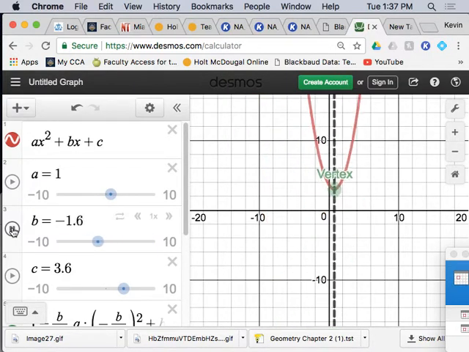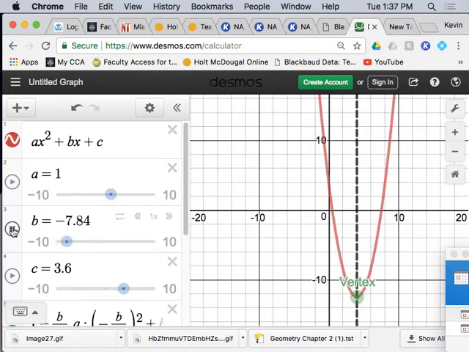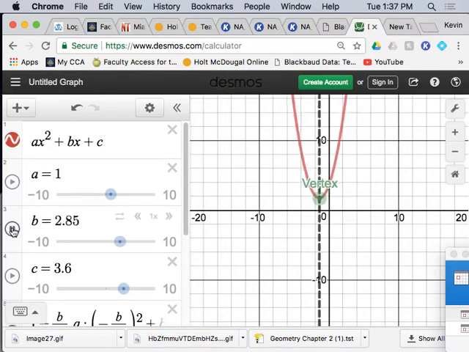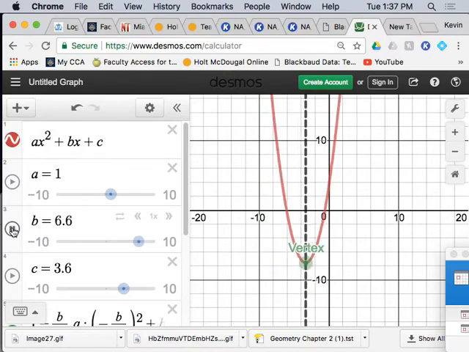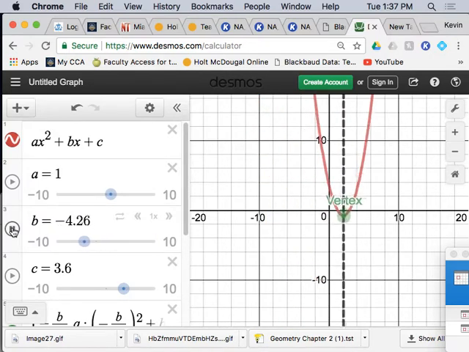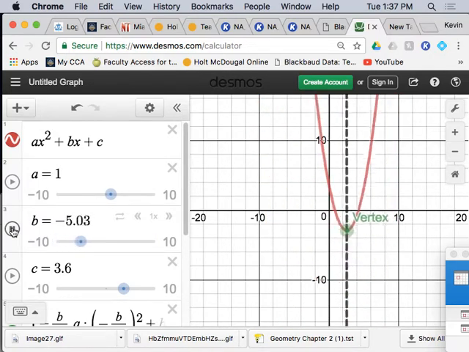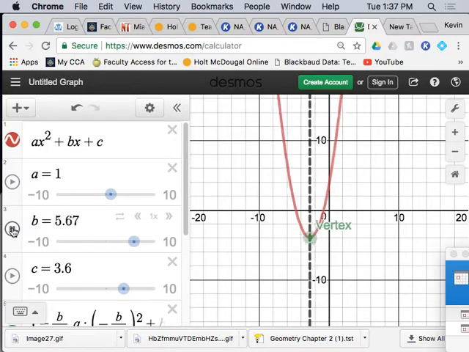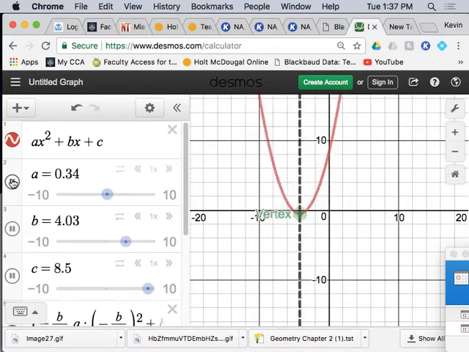Okay? So you can see that B obviously affects my graph as well, but the axis of symmetry is always going through the vertex. You guys see that? The axis of symmetry is always going through the vertex. So that's pretty cool. And then if I just do them all at the same time, that's just lots of fun.